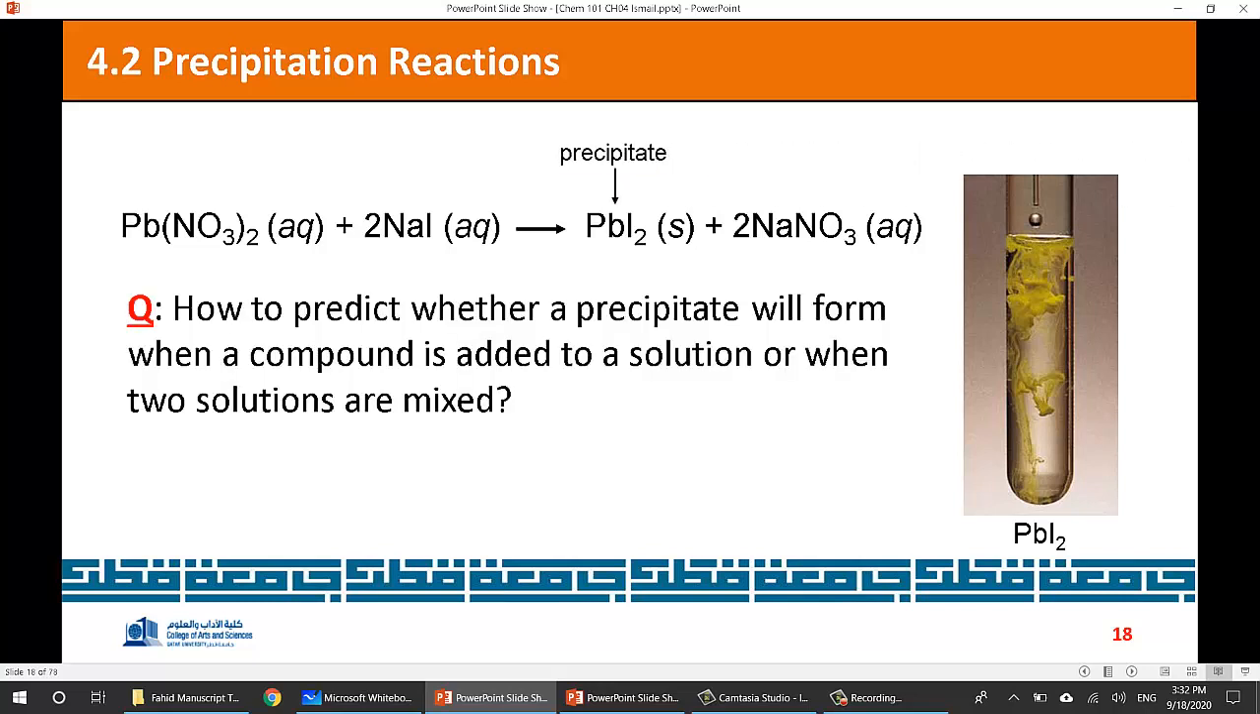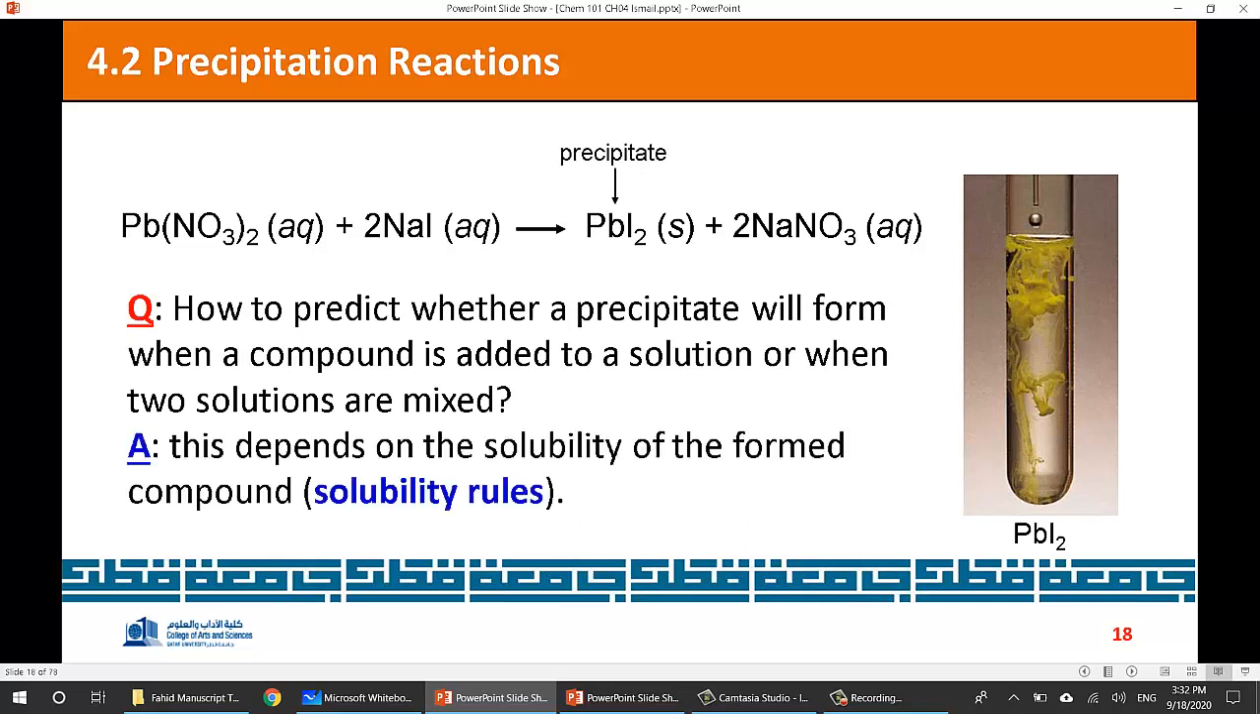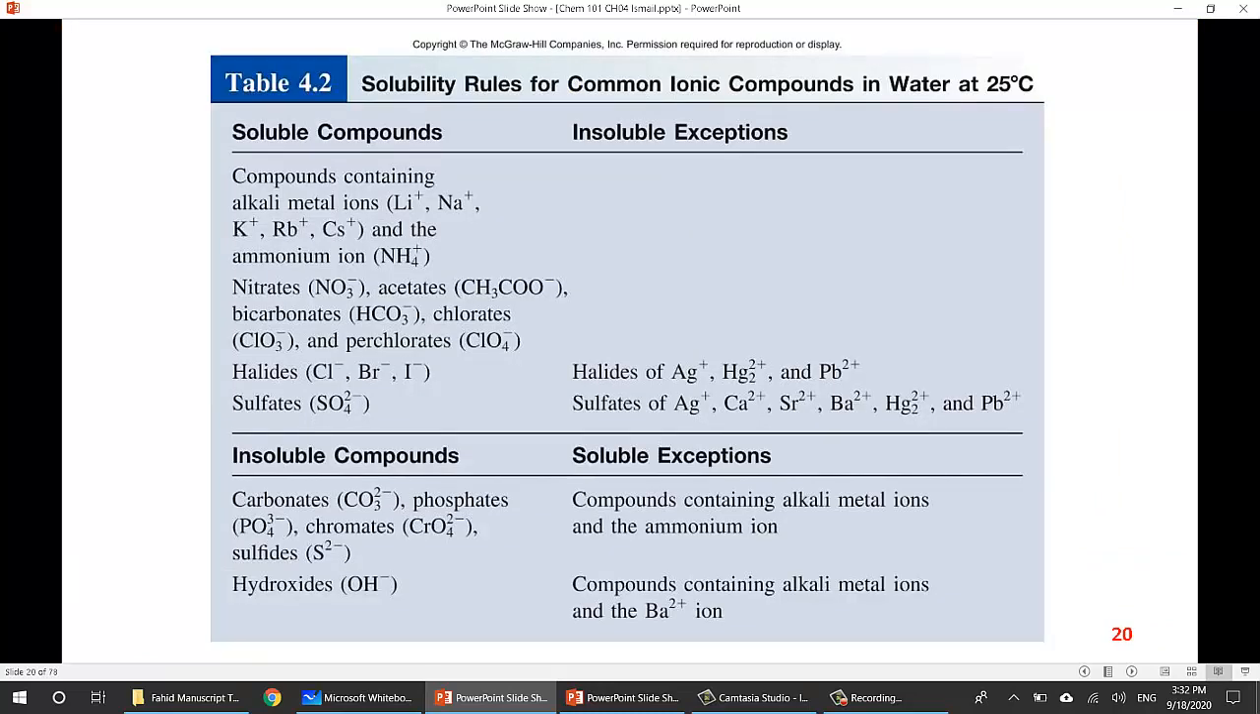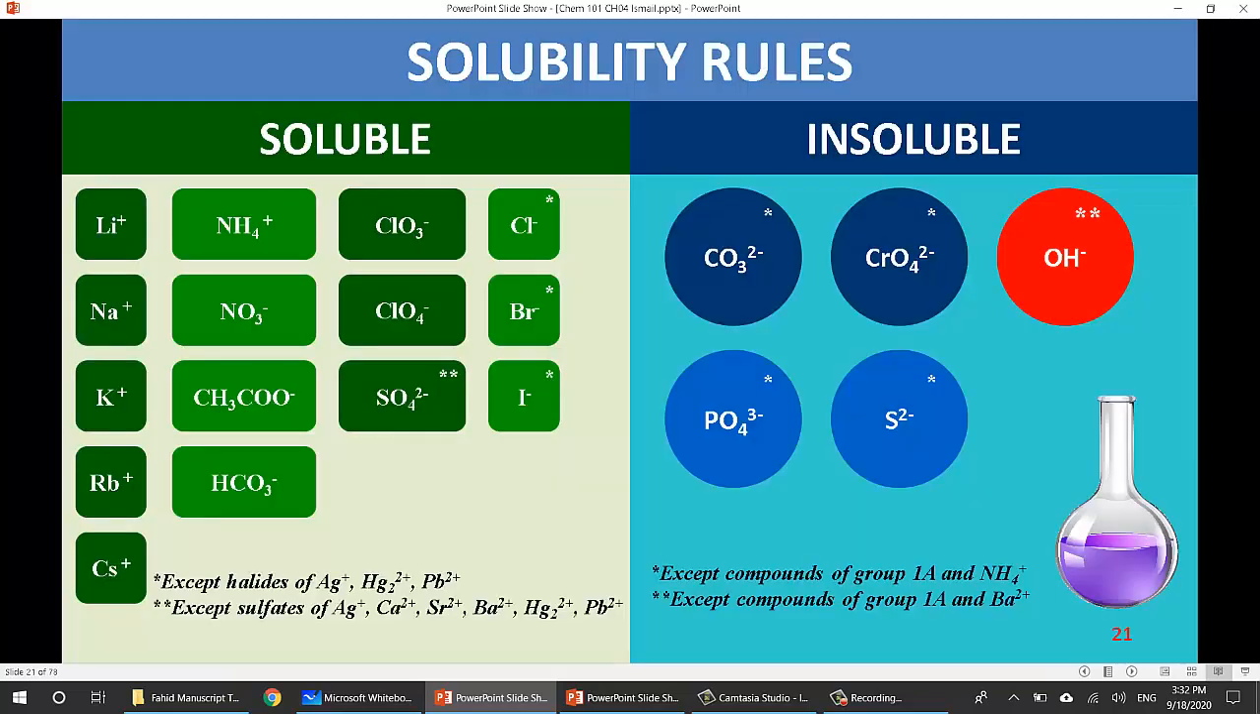Now the question is how to predict whether a precipitate will form or not. That's why we have something called the solubility rules. The solubility rules are here, arranged in this table, and you need to memorize this table. I have organized this table back again into this slide just to make it easier for you. So now this slide classifies cations and anions into soluble or insoluble.